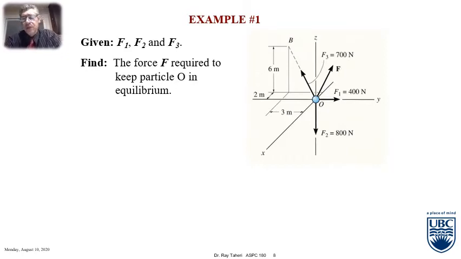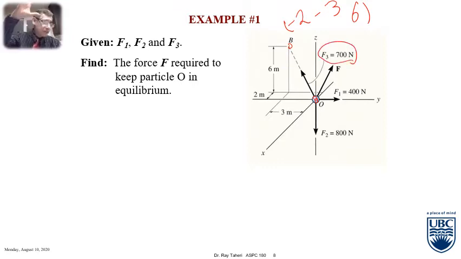So F3, the geometry is given. I hope you remember from the previous lecture how to calculate when you have two points. You have this point, you should find the XYZ of point B. X of point B is -2, Y of point B is -3, and Z is 6. So right away you can find the vector OB. Next step, you find the unit vector of OB. And then you multiply by the magnitude of force F3, and you have the Cartesian components of vector F3. Then you write the equations of equilibrium, all the x's equal zero, all the y's equal zero, all the z's equal zero, and you find the x, y, z components of the unknown force F.